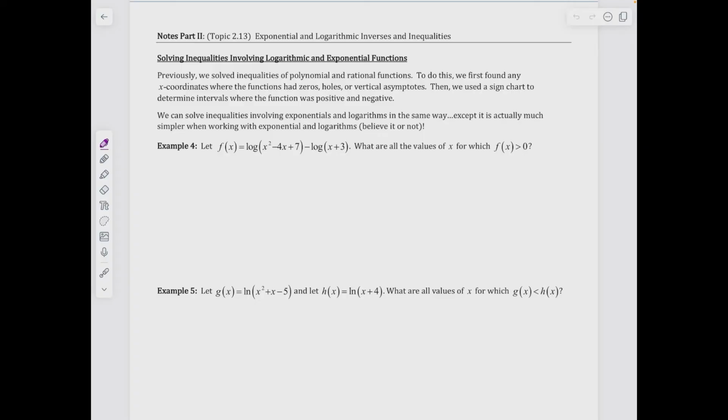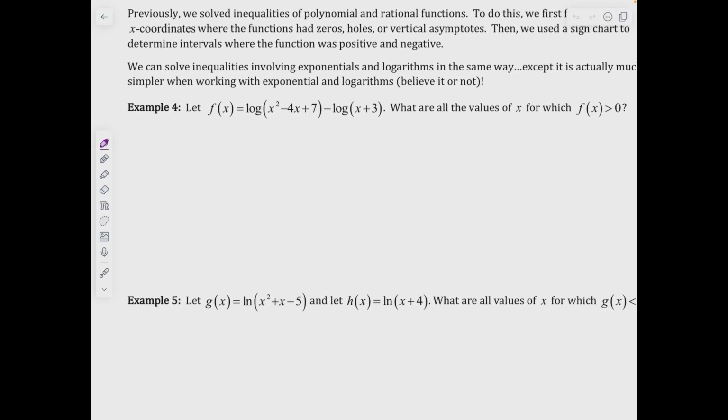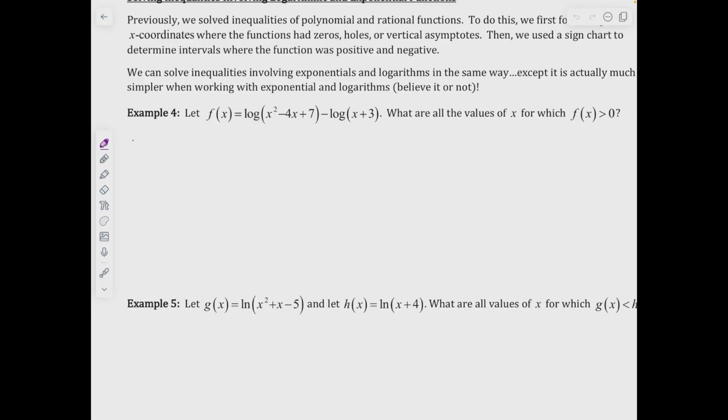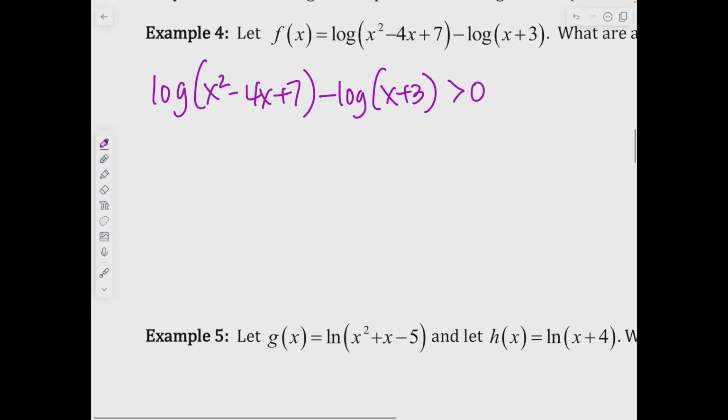Okay, so I have f of x, it's given to me, and it says what are the values of x for which f of x is greater than 0? So the first part that I'm going to do is I'm just going to solve the inequality. So to solve the inequality, I have log of x squared minus 4x plus 7 minus log of x plus 3, and it needs to be greater than 0. So all I did was I substituted in for f of x. Okay, quotient property tells me that I have log of x squared minus 4x plus 7 over x plus 3 is greater than 0.